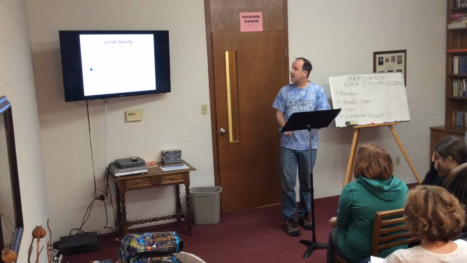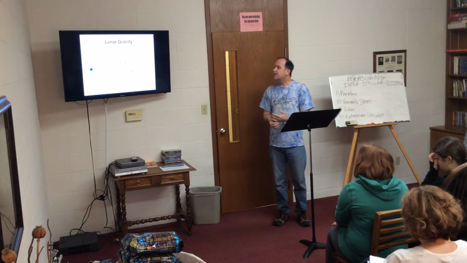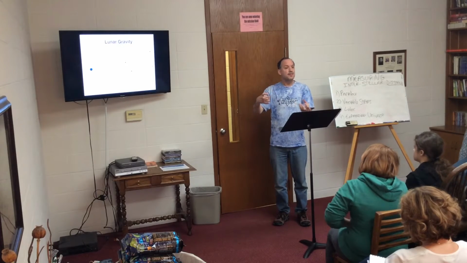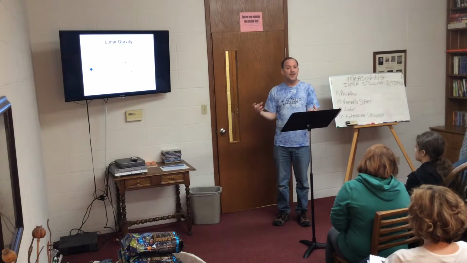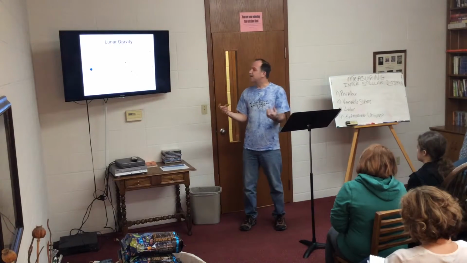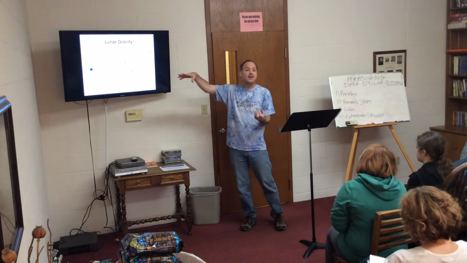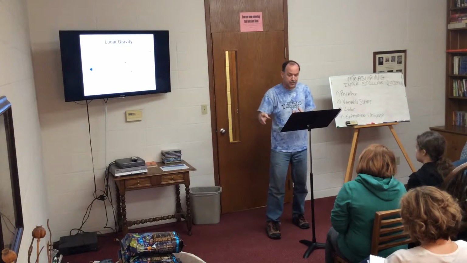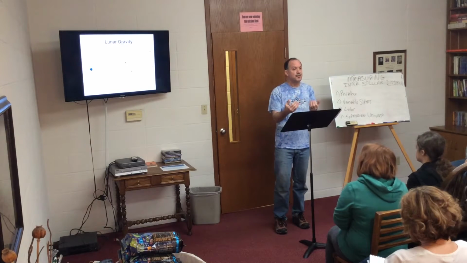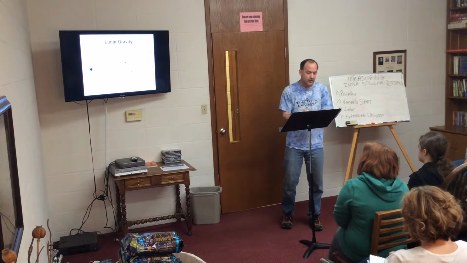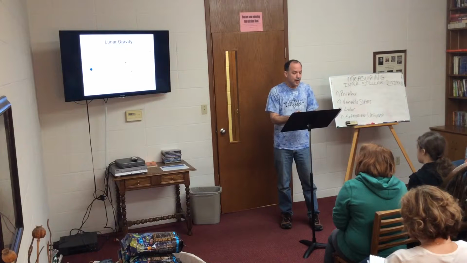So, anthropic constant number 3 is the gravitational interaction between the moon and the Earth. Now, the astronauts use the gravity of the moon to slingshot around it to get themselves on their trajectory back to Earth. But that interaction between the moon and the Earth is essential for life on this planet.